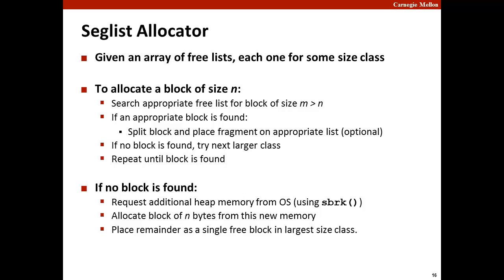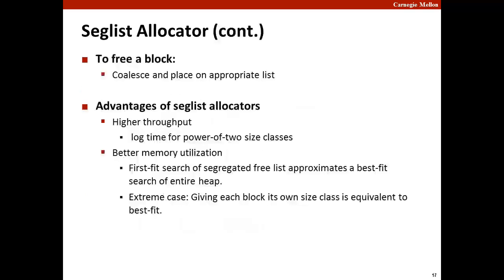If no block is found, you use sbreak, beg for more memory. To free a block, the first thing you want to do is see if you can coalesce. Use the implicit list to look left and look right. Look left, is it free? If it is free, remove it and coalesce it. Look right, is it free? If it is free, remove it and coalesce it.